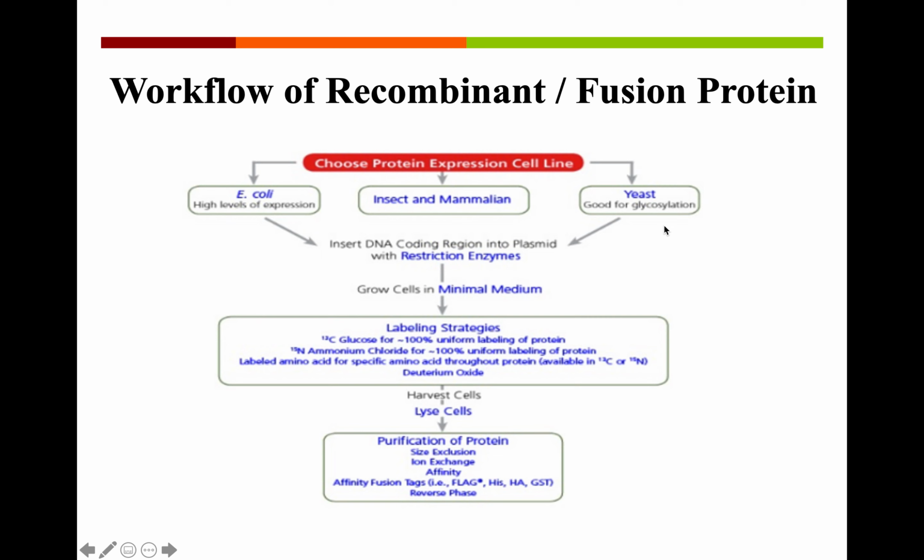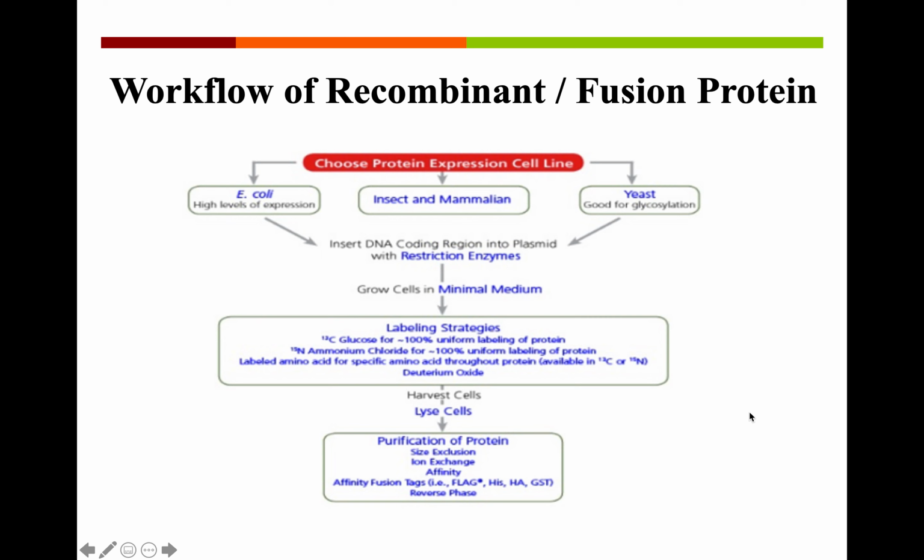Choose your expression vector or system. Insert the DNA coding region into the plasmid with restriction enzymes to facilitate the ligation later on. Then you grow the cells in minimal medium. There are varieties of minimal medium depending on the kind that you use, and it also depends on the expression system.